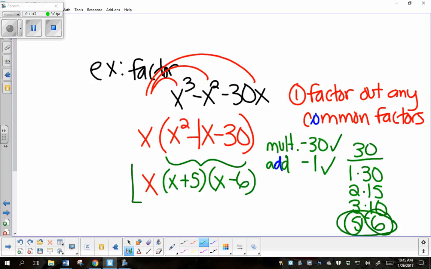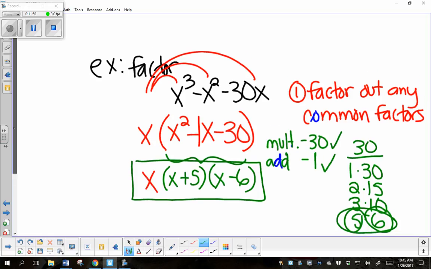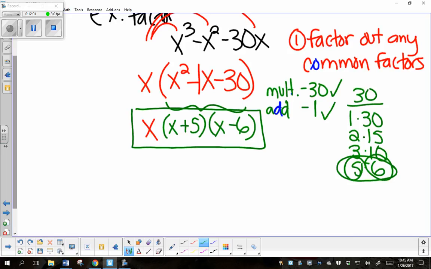Now we're definitely done factoring. There's nothing else we can multiply there. And I'm not going to check this one, but if you went ahead and multiplied it back out, we should end up with exactly what we started with: x to the 3 minus x squared minus 30x. Actually, I am going to do this on this one because I think it's a good one to do. So if we were going to check this, let's write it down.